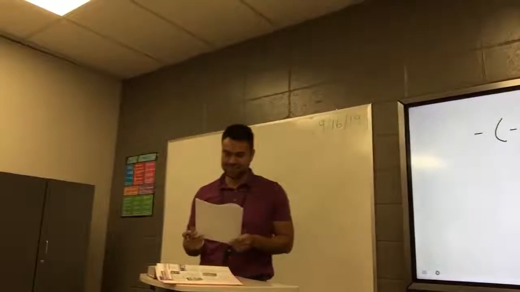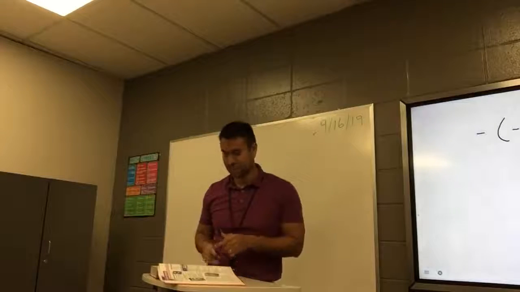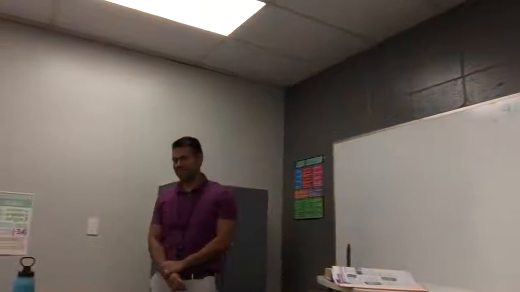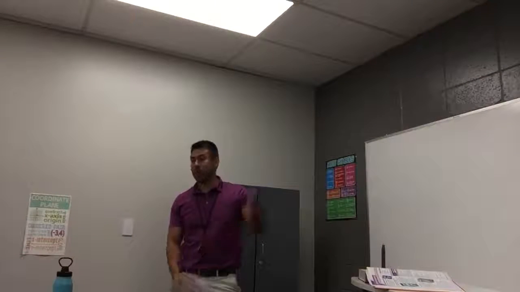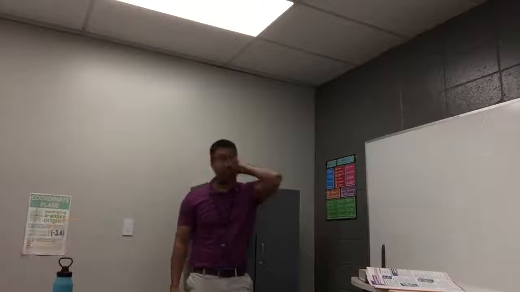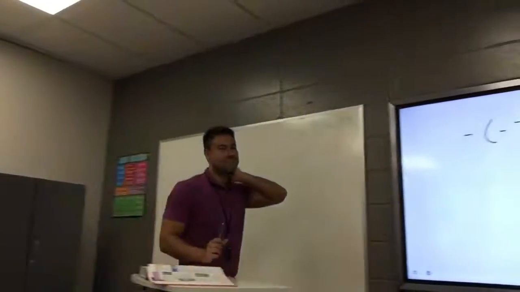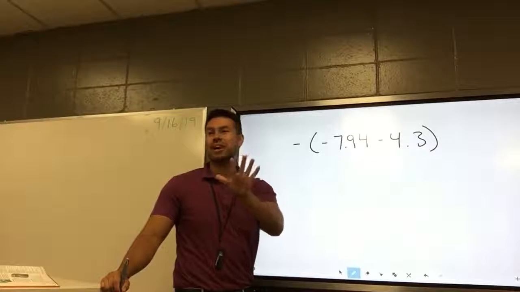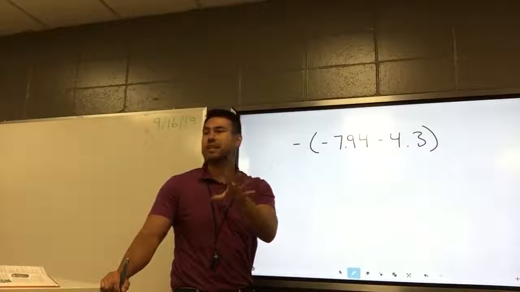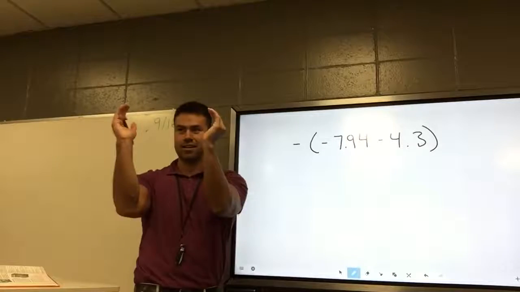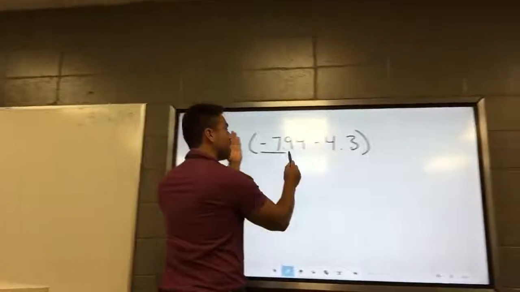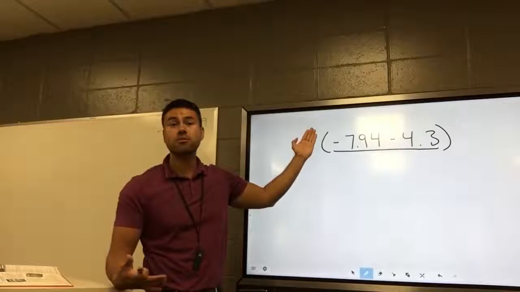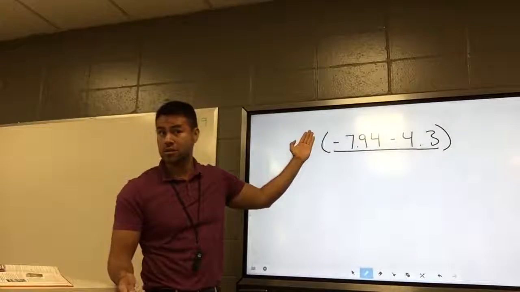Negative. Which one? The one outside? No, like there, it means times. It means zero minus half. Okay, here's what we're doing, guys. What does order of operations say to do first? Do what's in the parentheses. So just look at the problem like this. You're like, wait, what do we do with that? It's subtraction, but can we change it to addition?